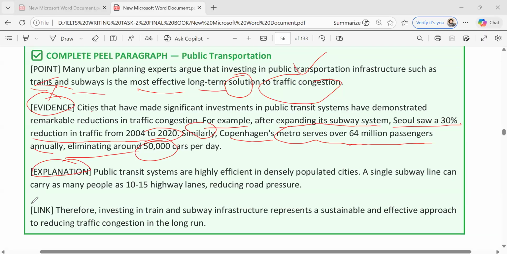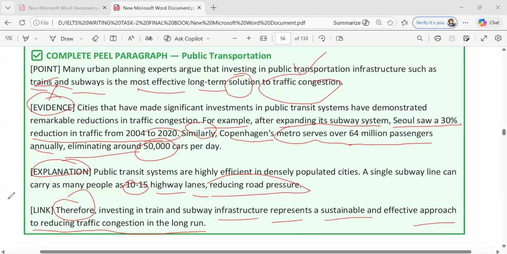Public transit systems are highly efficient in densely populated cities. A single subway line can carry as many people as 10 or 15 highway lanes, reducing road pressure. And then you can link it, clear, with the previous one. Link means, therefore, investing in train and subway infrastructure represents a sustainable and effective approach to reduce traffic congestion in the long term. This is an advanced version of the T formula.